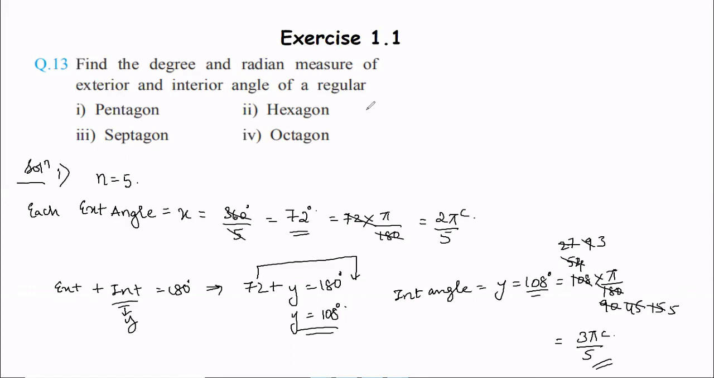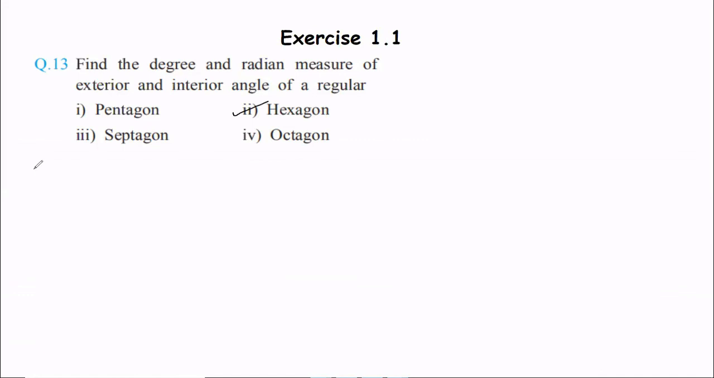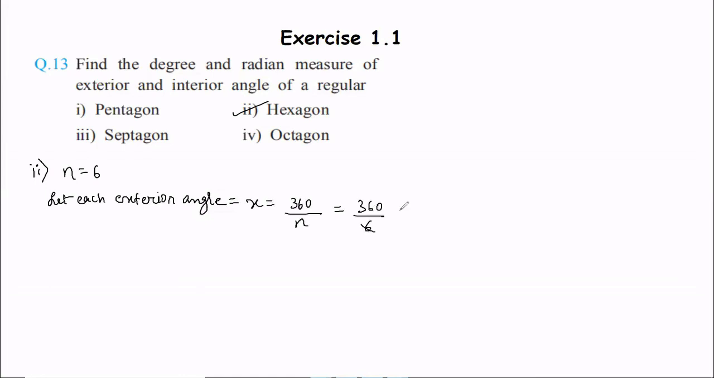Note it down. We'll move to the hexagon. Second sum, we are solving for hexagon now. So when I talk about hexagon, we are having 6 sides. So n is equal to 6. Let each exterior angle be equal to x is equal to 360 divided by n. So that gives you 360 divided by 6, which is equal to 60 degrees. Now we will convert 60 degrees to radian, as we need to show in both degree and radian measurement. So pi by 180. On cancellation, it gives you pi by 3 radian.